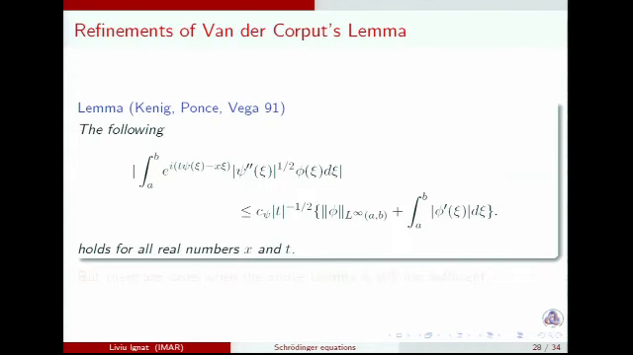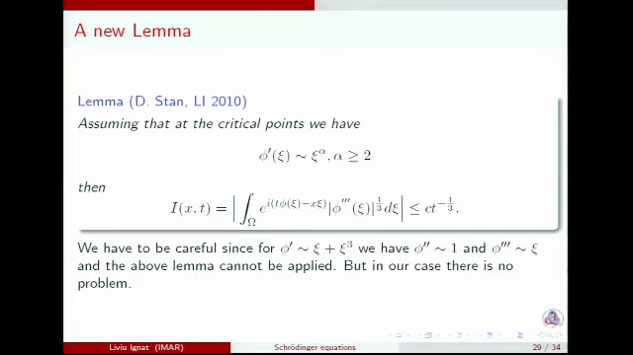Now, the result of Kenig, Ponce, and Vega from '91 says that you can accept that the second derivative has zeros. You have to put this weight here, and you still have Tn^(-1/3). But there are also cases where this is not sufficient. There are cases where you need to put third derivatives here.